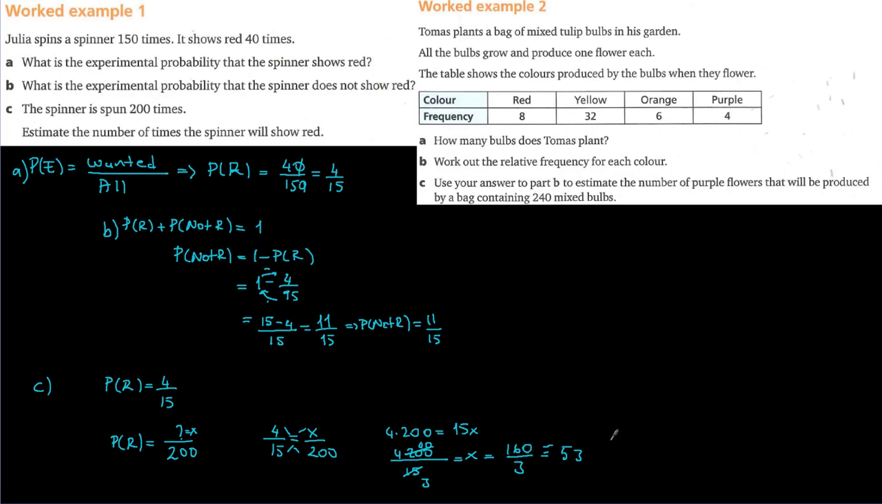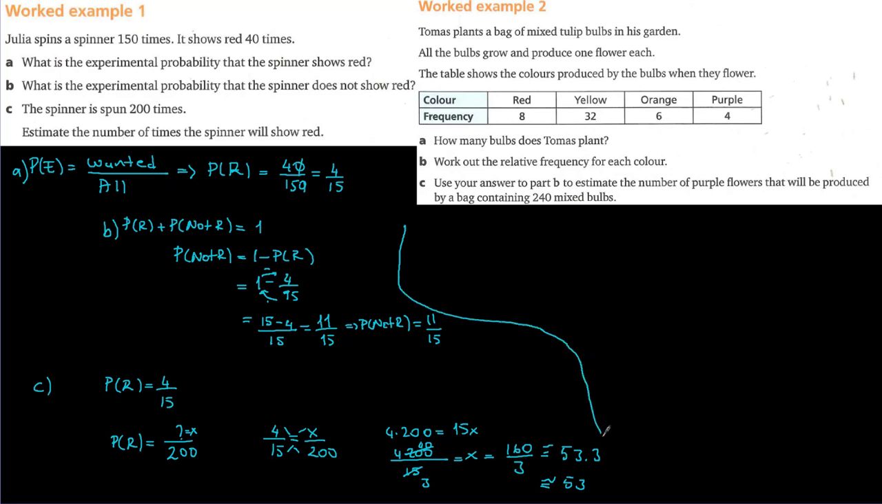1 divided by 3 is equal to 0.33, and it continues. So the approximate answer is 53.3. But the number of times red shows cannot be a decimal number, because it will show red or not. That's why approximately the answer after 200 spins will be 53, and we should write here 53 divided by 200 and 4 over 15. They are going to be approximately the same number at the same time.